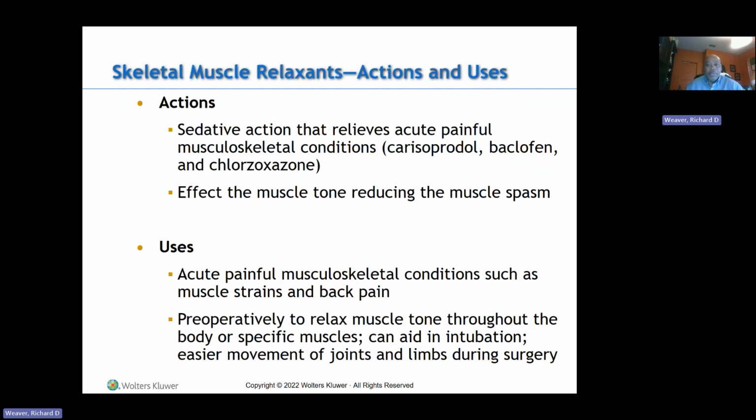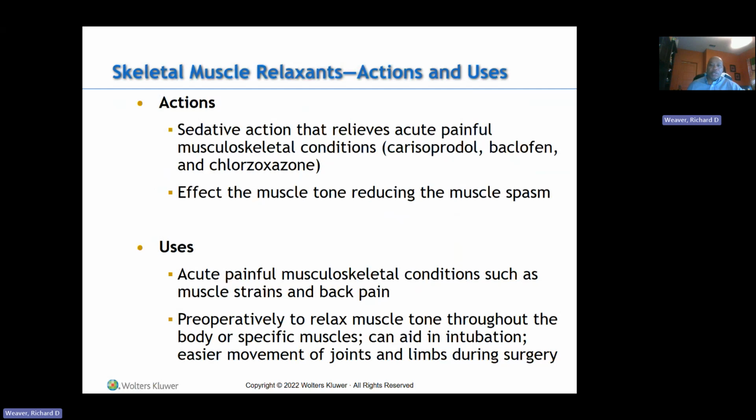All right. Many of these drugs do not directly relax skeletal muscles, but their ability to relieve acute pain for musculoskeletal conditions might be due more so to their sedative action. So the ability to make one sleep, if you will.